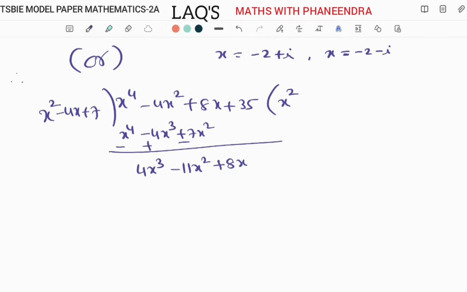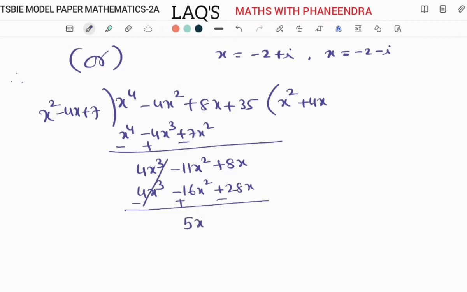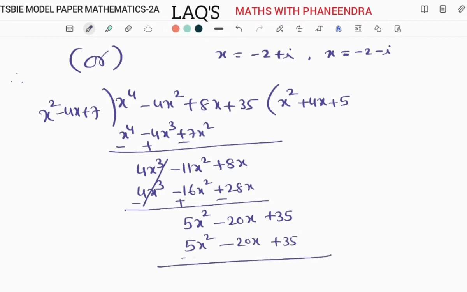So we will multiply with plus 4x. So 4x into x square, 4x cube. 4x into minus 4x, minus 16x square. 4x into 7, plus 28x. So while subtracting, sign change, these two will be cancelled. 16 minus 11 is 5, 5x square minus 20x. Here plus 35 take down. So how many times? Plus 5 times. 5 into x square, 5x square, minus 5 into 20x, 5 into 7, 35. So while subtracting, all sign change.